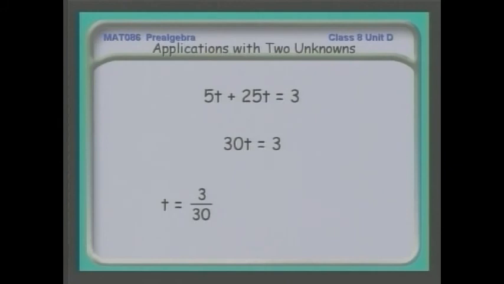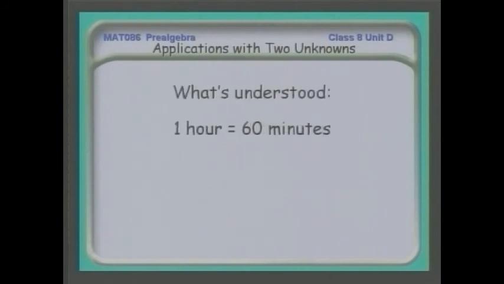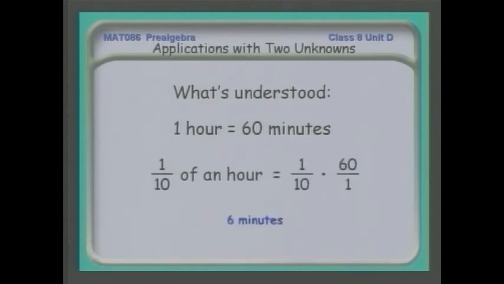t then is equal to 3 divided by 30, dividing both sides, or t is equal to 1/10 of an hour. We might want to ask how many minutes it is before those meet. Well, if 1 hour is 60 minutes, 1/10 of an hour is 1/10 of 60, or they meet after each of them has traveled 6 minutes.